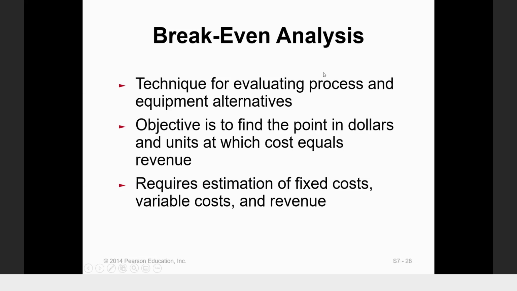So this is coming from chapter 7S. Again, break-even analysis, where we are using this to evaluate process and equipment alternatives. The objective is to find the point in dollar or monetary value and unit at which cost equals revenue. Now we are using break-even analysis for a decision on whether we are making profit or losing. It requires estimates of fixed cost, variable cost and revenue, for the purpose of knowing is there any profit or is there any loss.